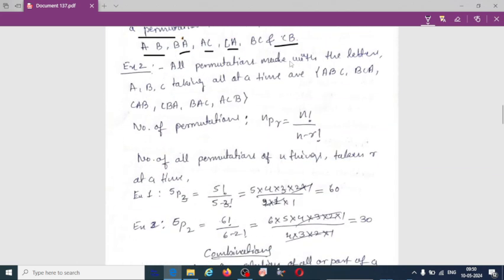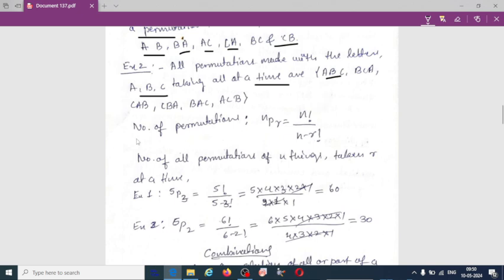So all permutations made with the letters A, B, C, taking all at a time, we can also have the set of 3 letters: ABC, BCA, and so on.